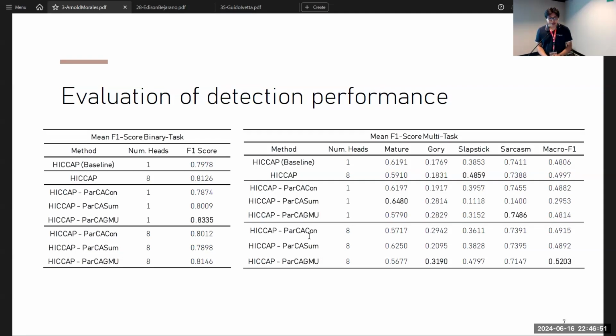In the results, we obtained good results using our model, parallel cross-attention, also with the use of GMU fusion in binary tasks and also in multitask classification. And in macro F1, we obtained a good performance also. We can see that it's learning important information and also relevant information in different aspects.